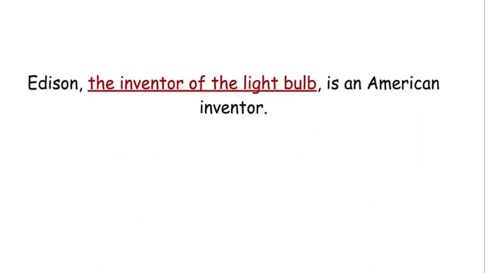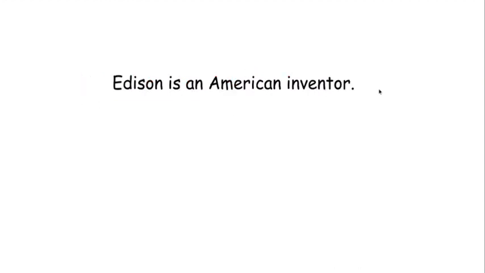So yeah, here's a sentence example. You have: Edison, the inventor of the light bulb, is an American inventor. And like I said before, this little phrase here is basically what makes the sentence an appositive. And if you remove it, it just becomes: Edison is an American inventor. So it's still a complete sentence if you remove that little phrase in there.